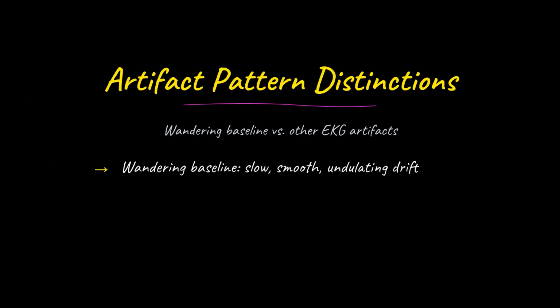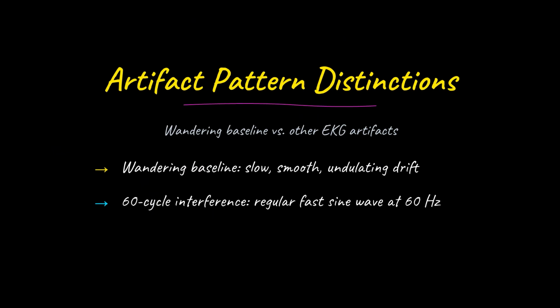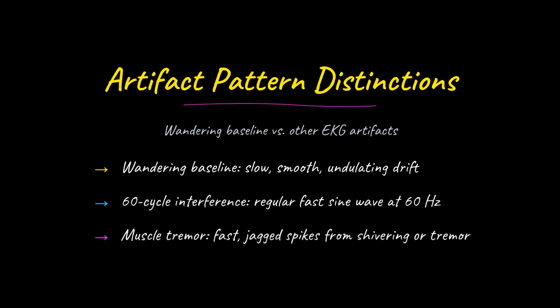Recognizing the pattern locks in the diagnosis. Wandering baseline is slow and smooth. 60-cycle interference is a rapid, regular sine wave from electrical mains. Muscle tremor is fast and jagged. The rate and shape of the disturbance always point to the cause and to the fix.